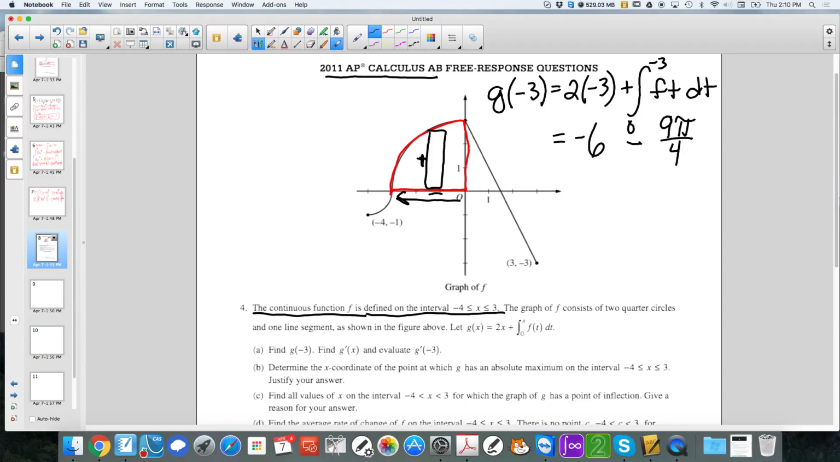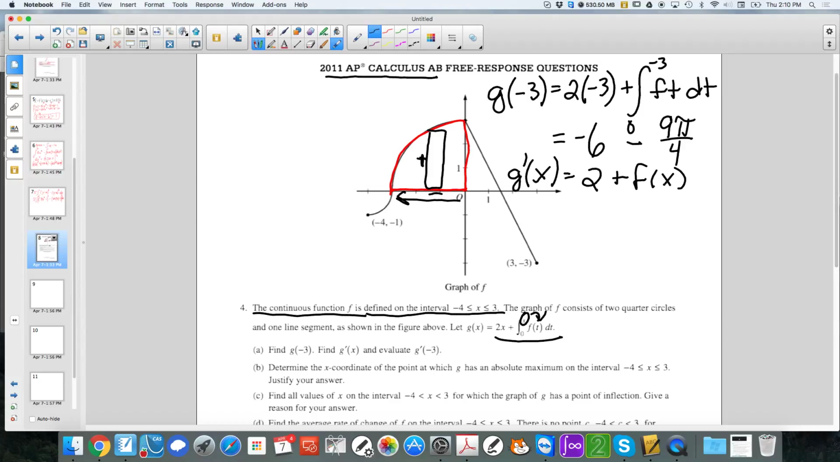Okay, the next part asks me to find g prime of x. Can we find g prime of x? We can. So we have to take the derivative of this statement right here, and we have a nice drop the top problem. We're going to like that. So it's going to be g prime of x equals derivative of 2x, 2, plus, just going to drop that top right on in, f of x. All right, got our answer right there.